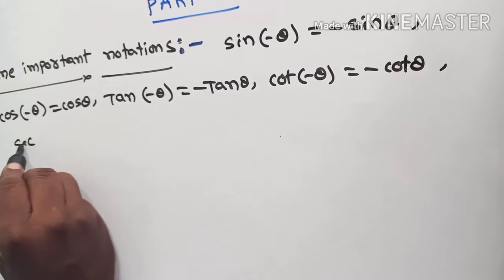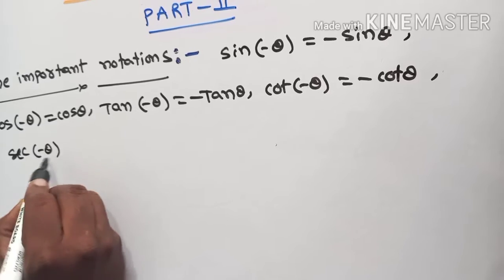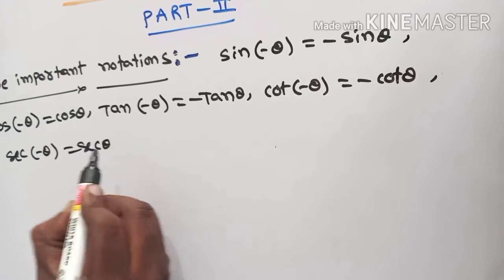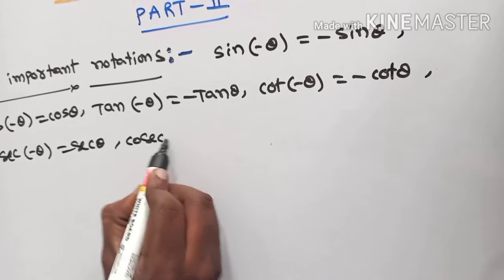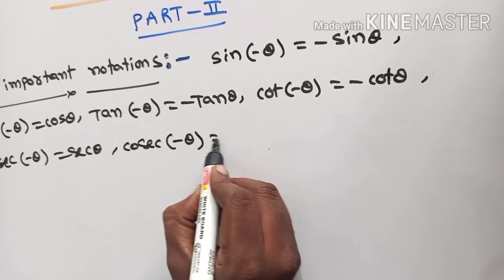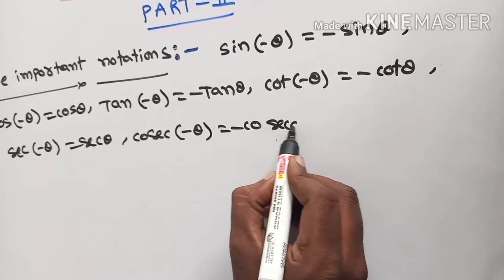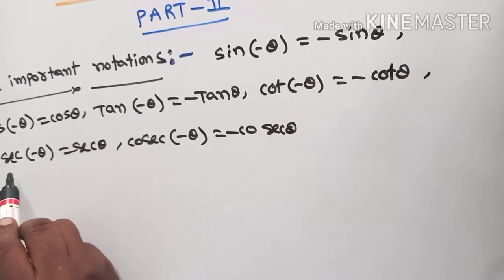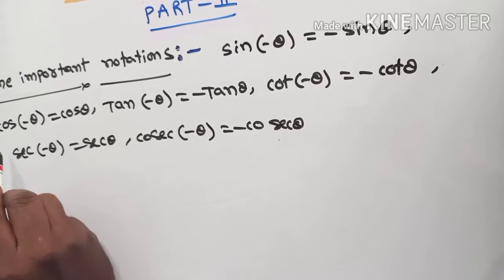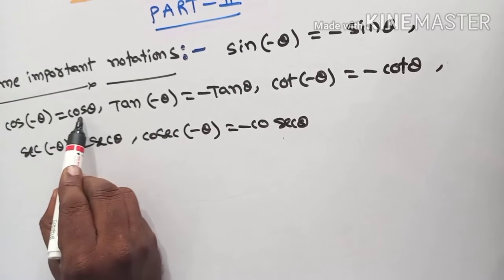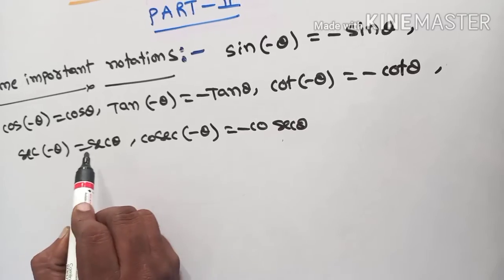Sec minus theta is equal to sec theta. Cosec minus theta is equal to minus cosec theta. Cos and sec are both reciprocals. Cos minus theta is equal to cos theta. Sec minus theta is equal to sec theta.